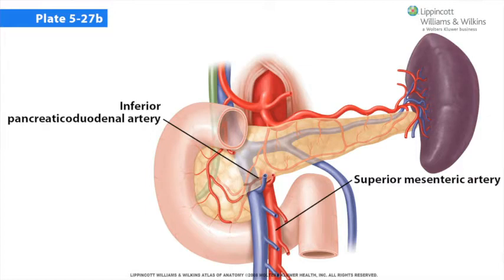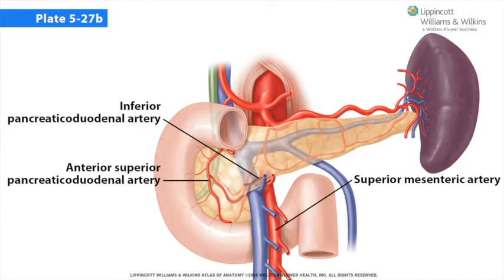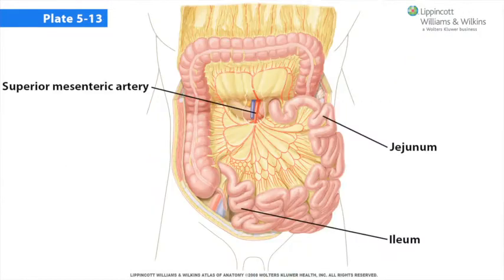The branches of the inferior pancreaticoduodenal artery anastomose with the branches of the superior pancreaticoduodenal artery. Next, jejunal and ileal branches, or just intestinal branches, usually 15 to 18 in number, arise from the superior mesenteric artery and run through the mesentery to the small intestine. As they approach the small intestine, the intestinal branches form a network of small loops called arcades.